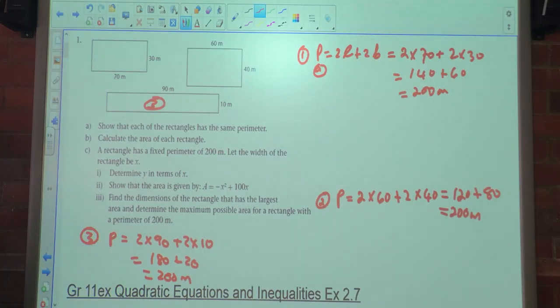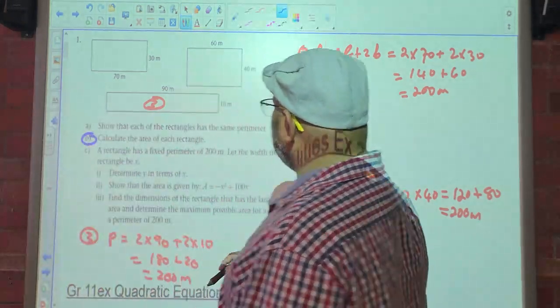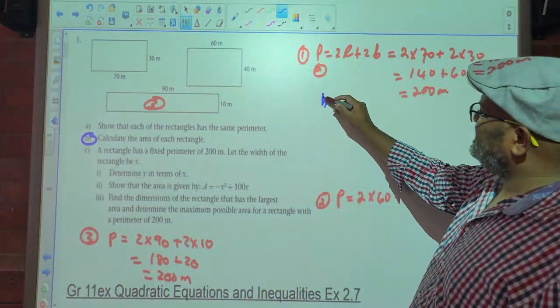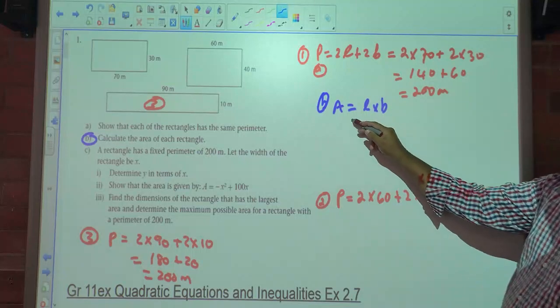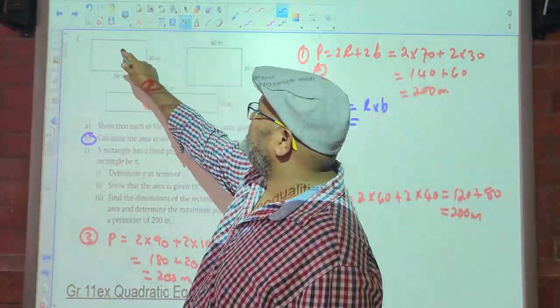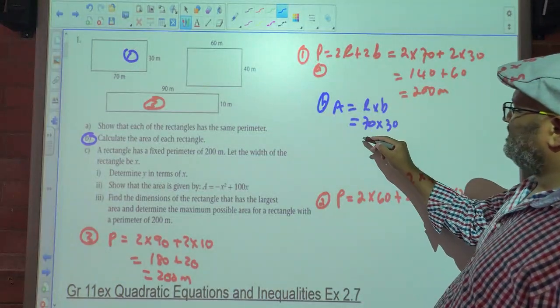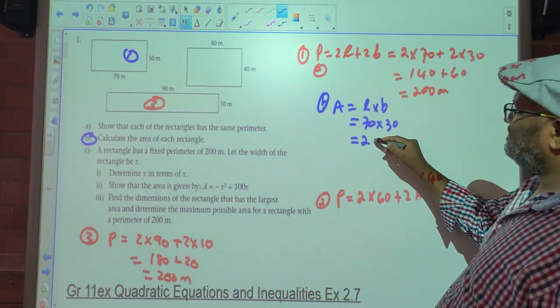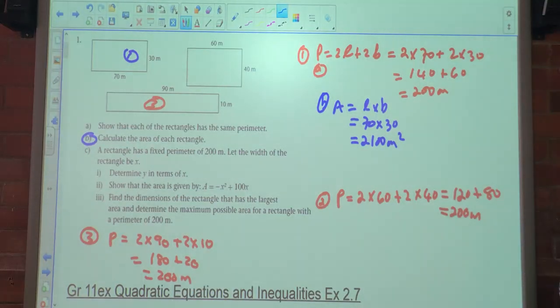So what you notice is that the perimeter is the same for all three pieces. You guys understand? Alright, now let's look at B. Calculate the area of each rectangle. So the area is going to be length times breadth. This is now number 1. It's going to be 70 times 30, which is 2100 meters squared.